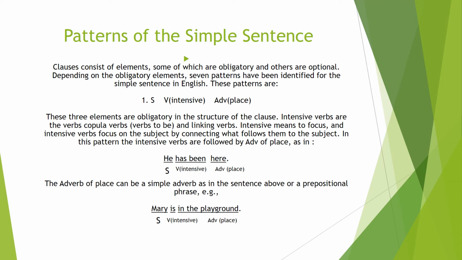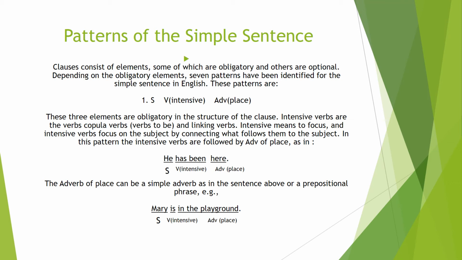But in the second sentence, Mary is in the playground. Mary is the subject, is the intensive verb, which is a verb to be, and then in the playground is an adverb of place. What is the form of this adverb of place? This adverb of place is a prepositional phrase, consisting of a preposition followed by the noun phrase the playground. So here you see that the adverb of place in pattern number 1 can have 2 forms, either a simple adverb or a prepositional phrase.